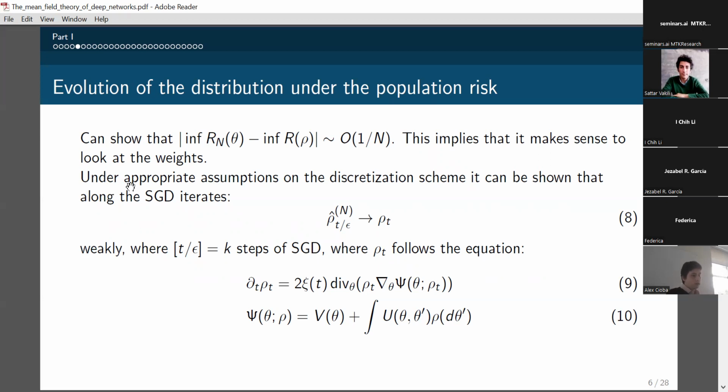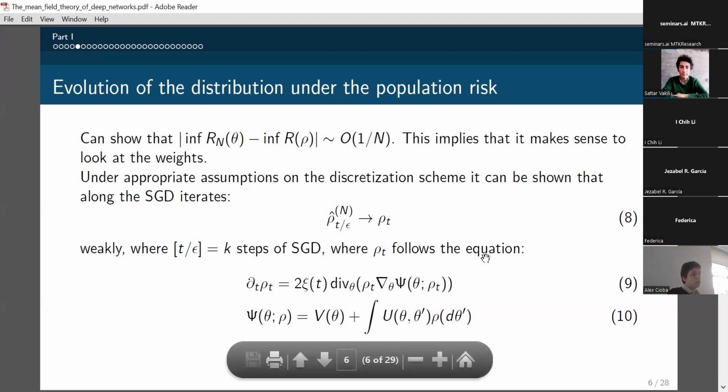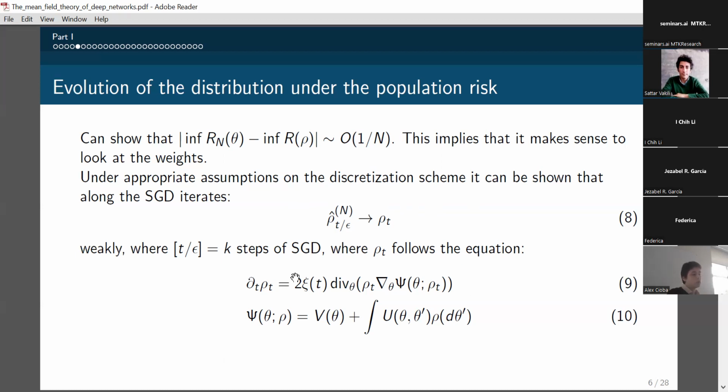So it's actually sensible to have a look at the weights and figure out whether these realizations of the risk actually happen under some sort of convergence phenomena of the distributional weights. So the idea being that under an appropriate discretization scheme, you can show that the empirical distributions of the weights tend to a sort of continuous distribution of the weights, where a particular step size has to be chosen for SGD, and the continuous distribution follows these distributional dynamics equations.